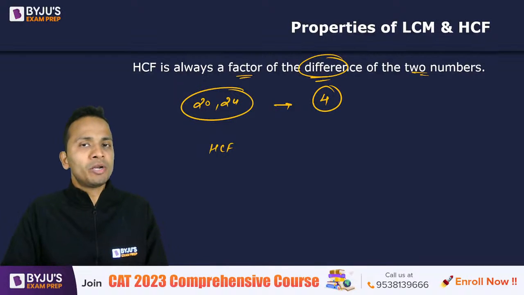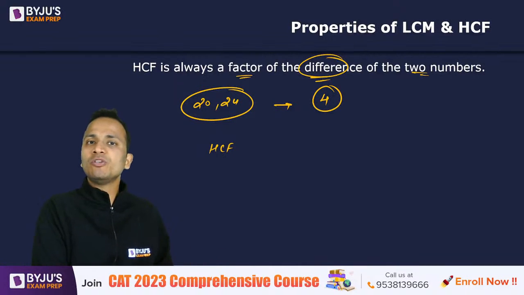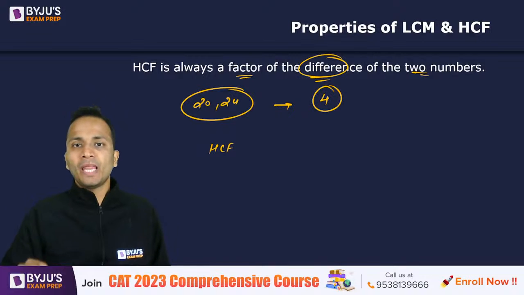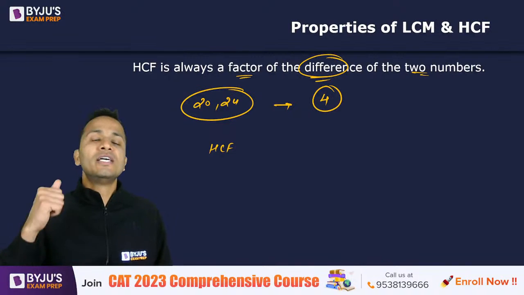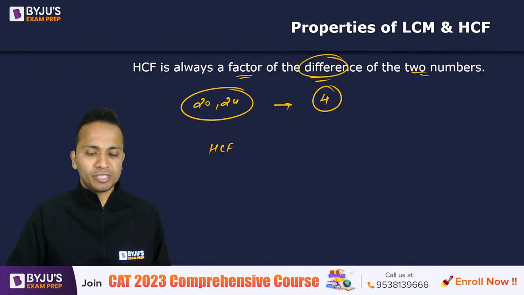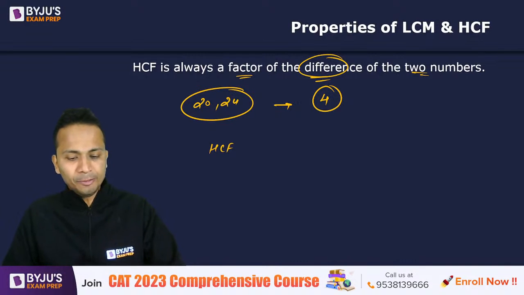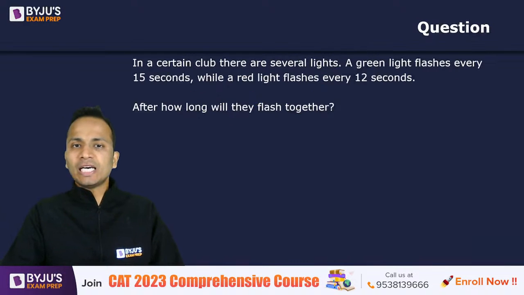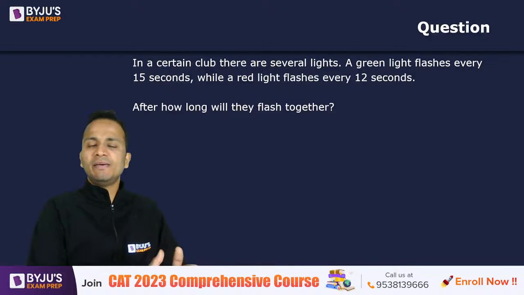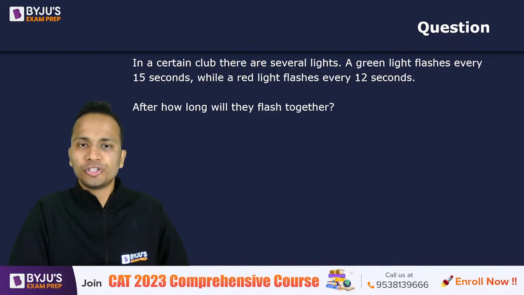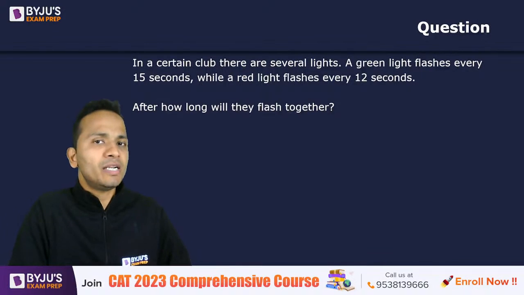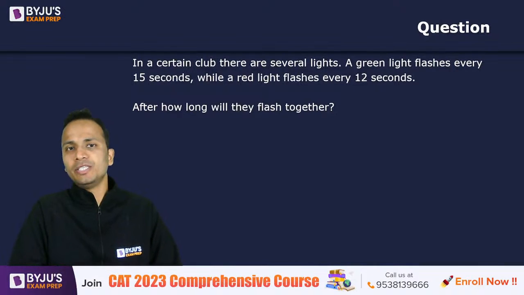One very important property, not used very much, but wherever it is used, it is a very useful thing. Okay? So HCF will always be the factor of the difference of the two numbers. Make a note of it. Okay? Right. So these are the properties of LCM and HCF. Now based on this, let us solve a few questions. Let's solve four or five questions so that your basics, your fundamentals will be clear based on these questions.